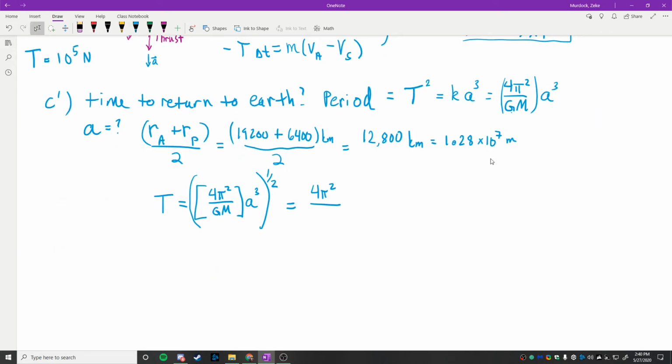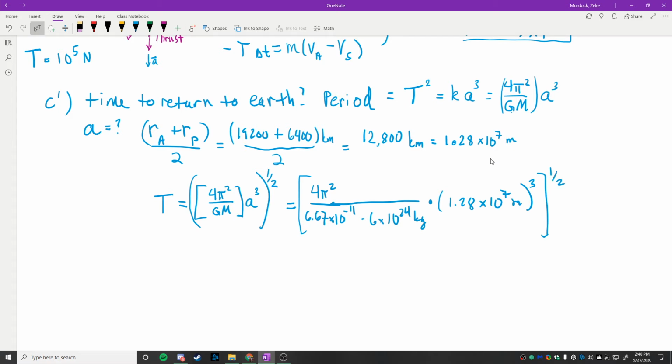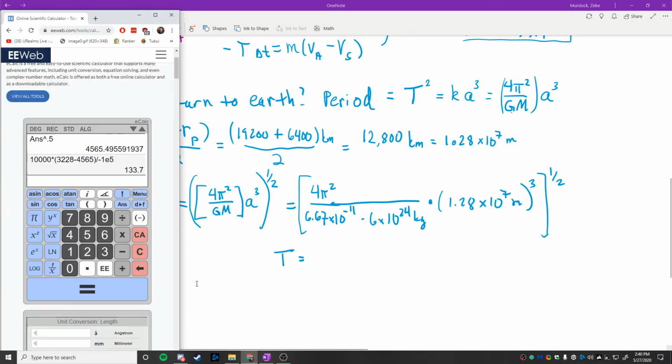So this is divided by 6.67 times 10 to the minus 11 times M, which is the mass of the Earth, 6 times 10 to the 24 kg. All of that multiplied by a cubed, so that's 1.28 times 10 to the 7 meters, cubed, and the whole thing we take to the 1/2 power. And then we get whatever we get there. Why don't you guys try to calculate it yourself? Plug it in here. Any questions while I'm typing this in, feel free to ask in the chat or just ask.